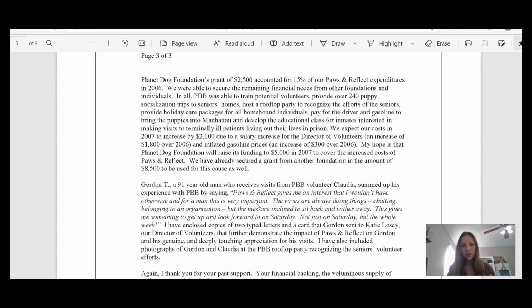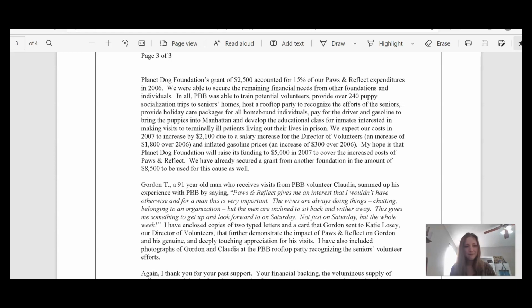It says, Gordon, a 91-year-old man who receives visits from our organization, summed up his experience by saying, Pause and Reflect, the program name, gives me an interest that I wouldn't have otherwise. And for a man, this is very important. The wives are always doing things, chatting, belonging to an organization, but the men are inclined to sit back and wither away. Oh, this gives me something to get up and look forward to on Saturday. So, powerful testimonial at the end here.